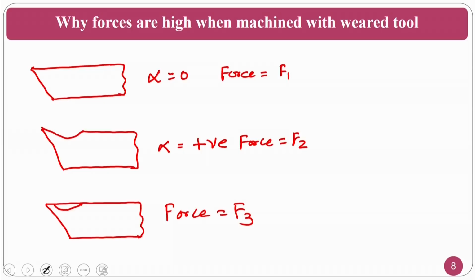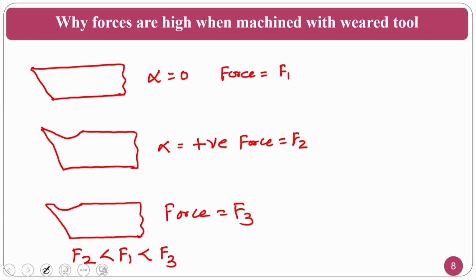In general, what we study about the forces is that F2 is less than F1, and then F3. But if you see geometry-wise, if I just remove this worn portion, you should get F3 also like F2. Normally if the rake angle is 0, my force is F1. If it is a positive rake angle, the force is F2.